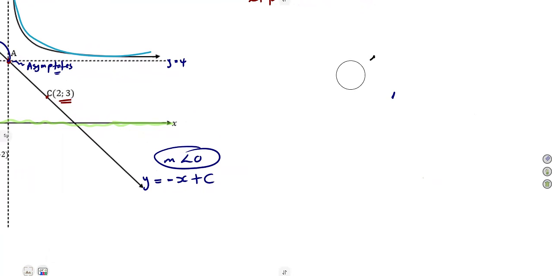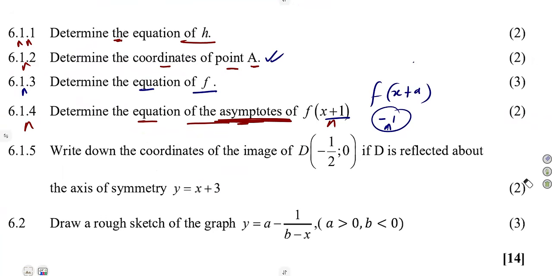So this is how you answer these questions, just like that. Revise as many questions. All right? So let us move on to 6.15. Write down the coordinates of the image of the point D, which is given as this. If D is reflected about the axis of symmetry, y is equal to x plus 3.